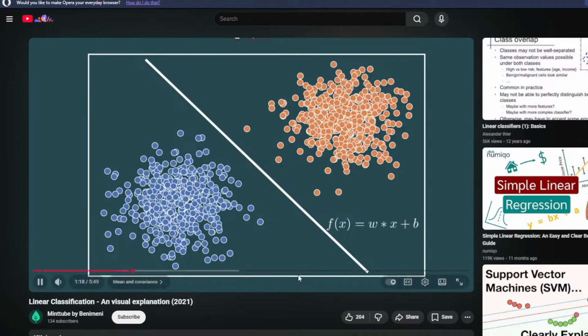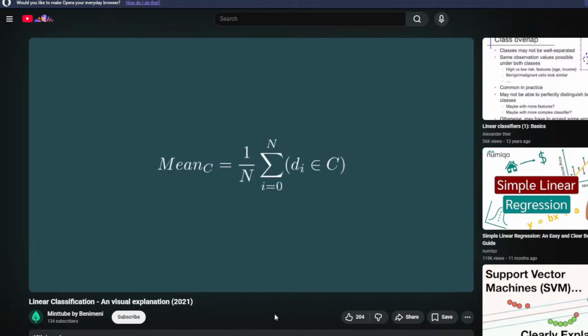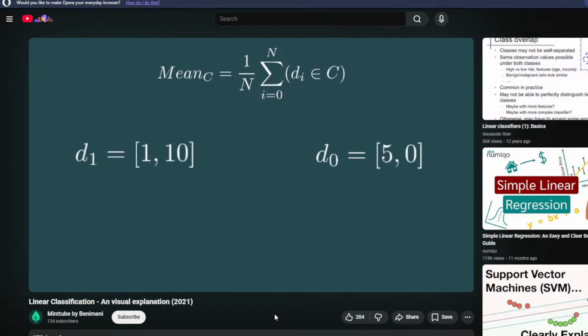Our goal is now to find v and b describing a linear function. To do this, we can use two easy concepts from statistics, which is the mean value for the data points in the class and the covariance of a class. The mean is quite easy to understand. Basically, it is the average vector of all the data points in a class. For example, a class with two data points consisting of two features.